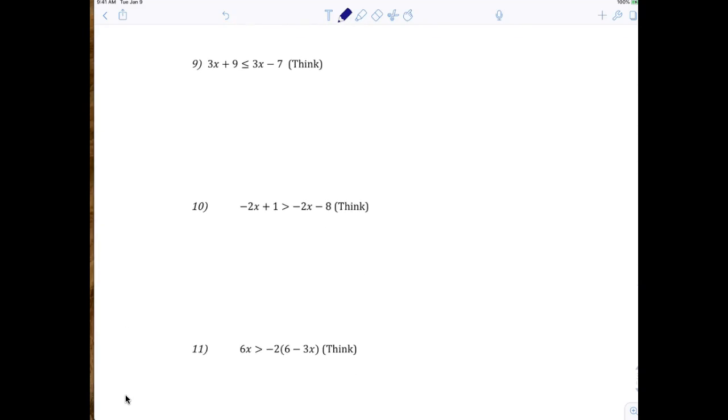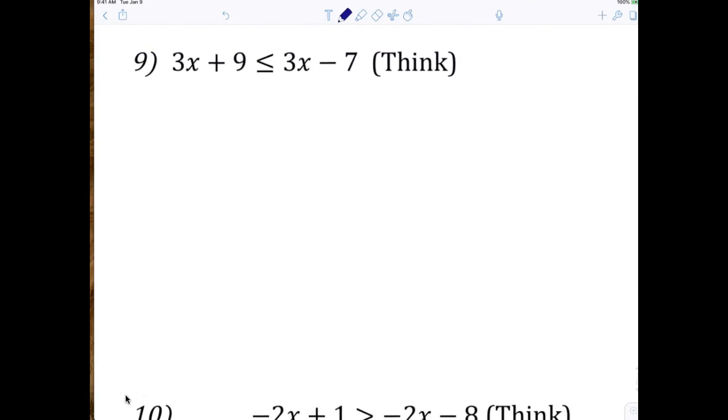All right. Now the ones I am not going to put think on your test. I want you to be right before you give an answer. Before you give an answer, I want you to think about it. Because when you take a number and add 9, it's going to be greater than if you take the number and subtract 7, right? Everybody okay with this? Now, if you subtract 3x from both sides, you're just going to get 9 is less than or equal to negative 7. False statement. So it's no solution.